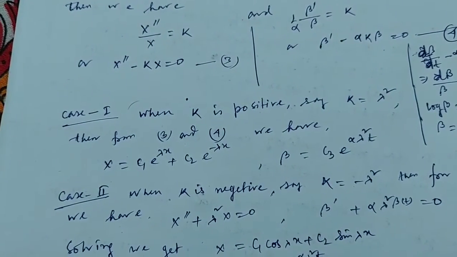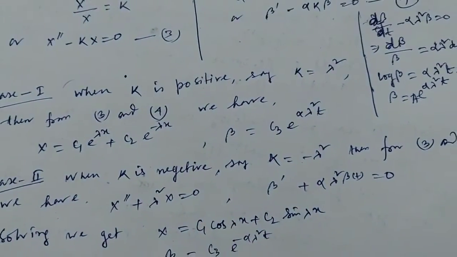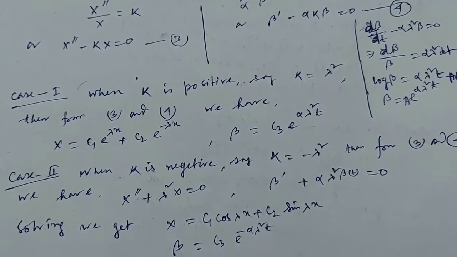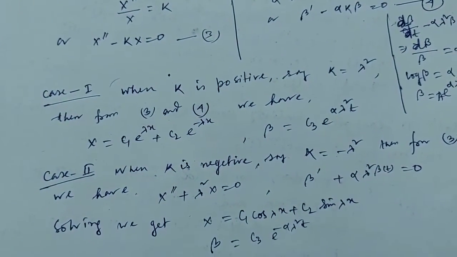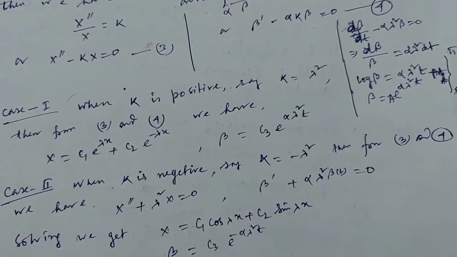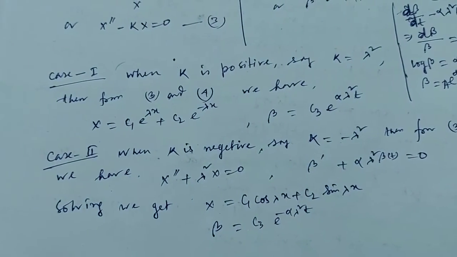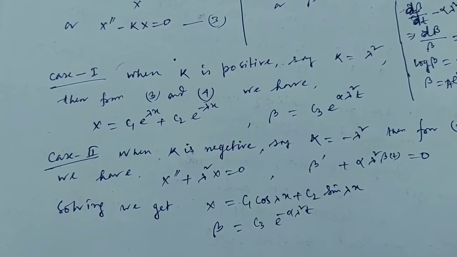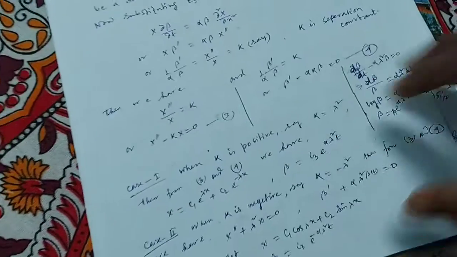Case 2, when k is a negative number, so we take k equal to minus lambda square. Minus lambda square is always a negative number, and putting this value in equations 3 and 4, we get X double dash plus lambda square X is equal to 0, and beta dash plus alpha lambda square beta is equal to 0. Now solving in a similar process, we get X is equal to c1 cos lambda x plus c2 sin lambda x, and beta is equal to c3 e to the power minus alpha lambda square t.